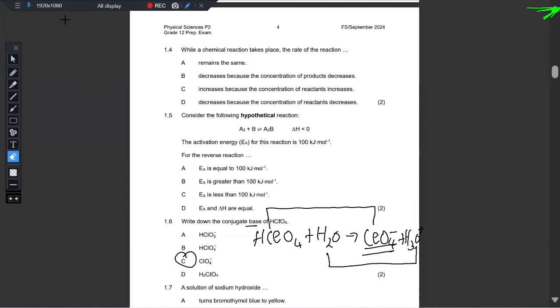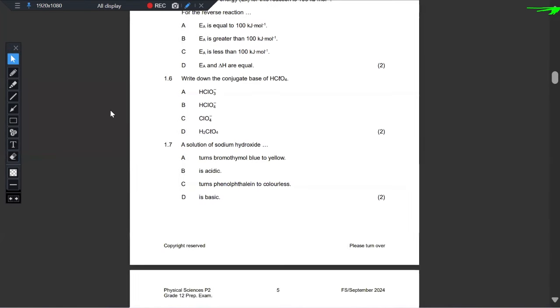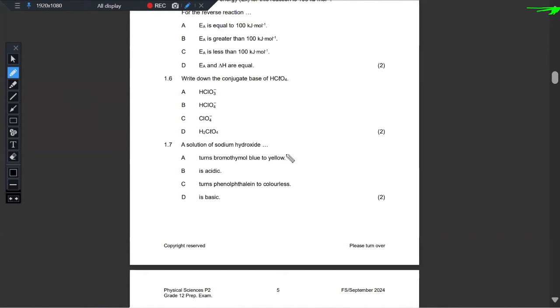Then done with 1.6. Let's check 1.7. A solution of sodium hydroxide: is it A, turns bromothymol blue to yellow? Not quite. Is it B, is it acidic? No, hydroxide can't be acidic. And C, does it turn phenolphthalein to colorless? Not quite. And is it D, is it basic? So D would be correct because sodium hydroxide, we know it to be basic.